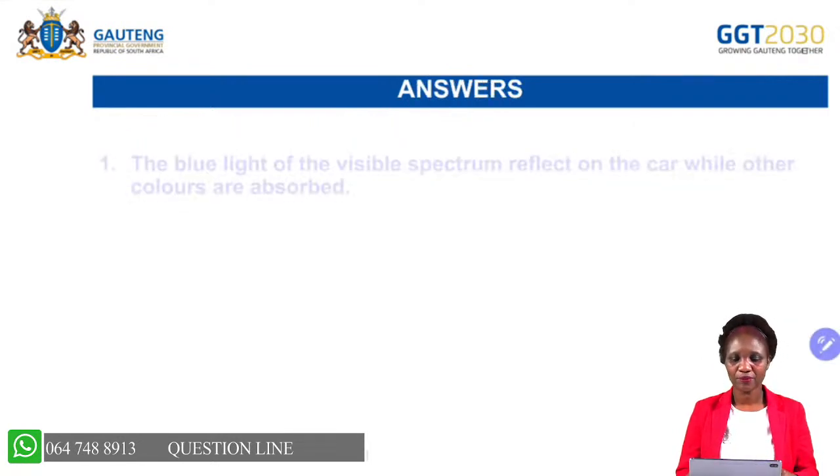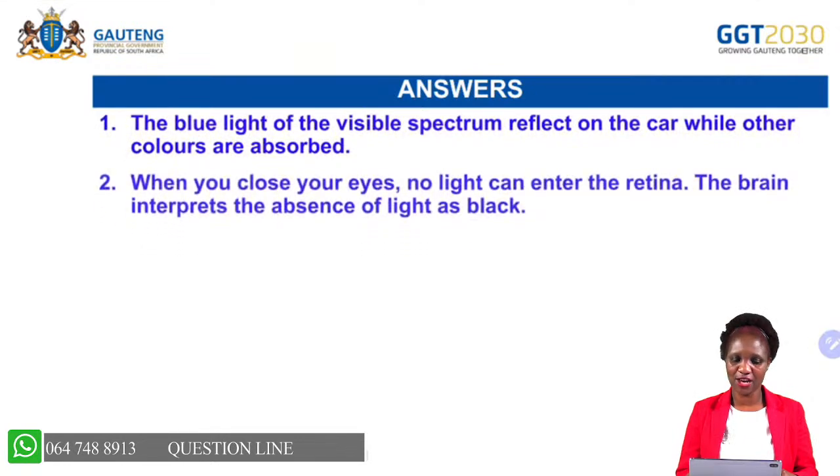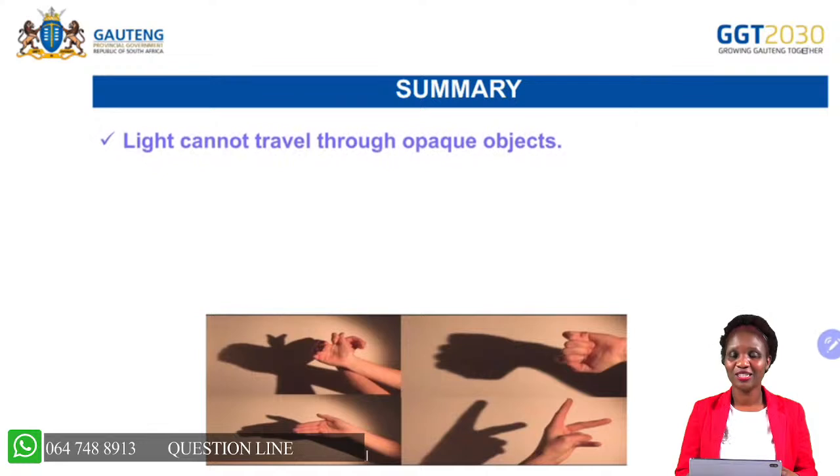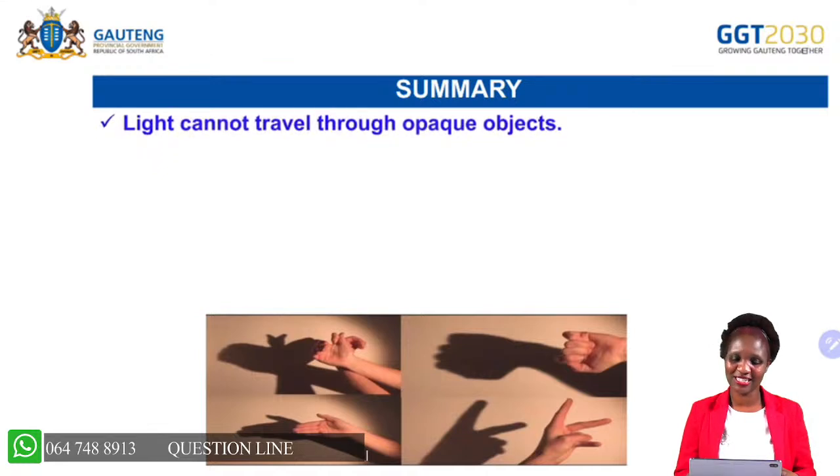Okay. And then these are your answers. Okay. The blue light of the visible spectrum reflects on the car while other colors are absorbed. And then 2, when you close your eyes, no light can enter the retina. The brain interprets the absence of light as what? As black. And question number 3, it will form a what? A white spot. Let's carry on. Let's go to our summary, grade 8.